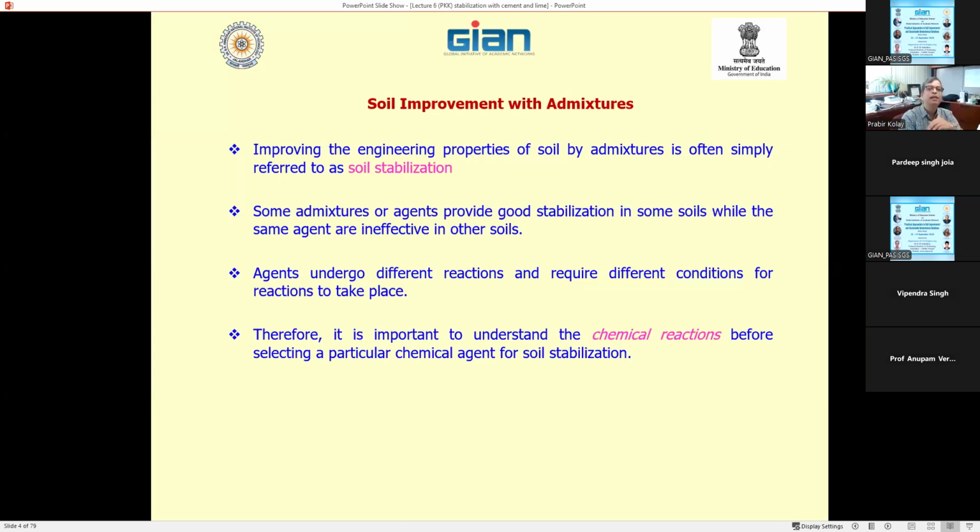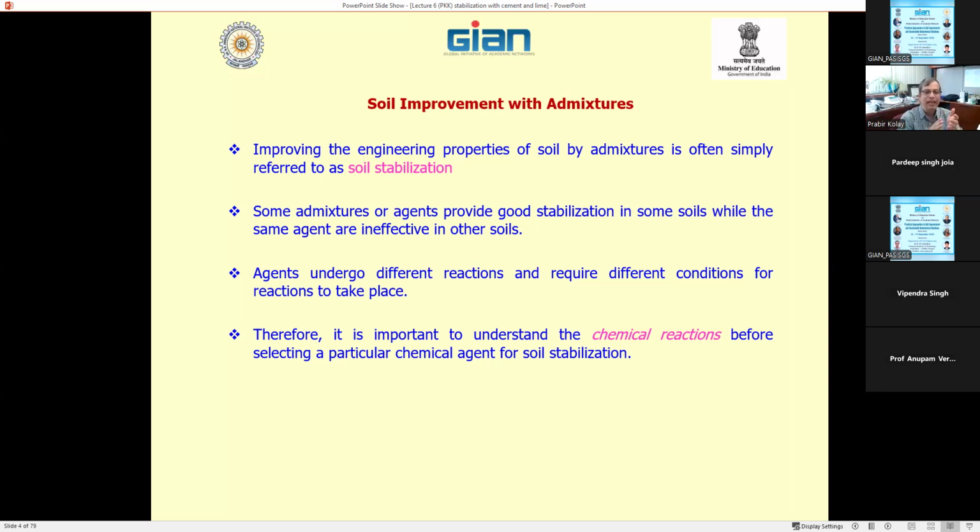For example, cement is good for all types of soil. But lime is not good for gravel type of soil. It's only good for clay type of soil. That's why some are good, sometimes they are not. Stabilizing agents also undergo different reactions and require different conditions for the reaction to take place. Again, we'll talk more about that. Therefore, it is important to understand this.